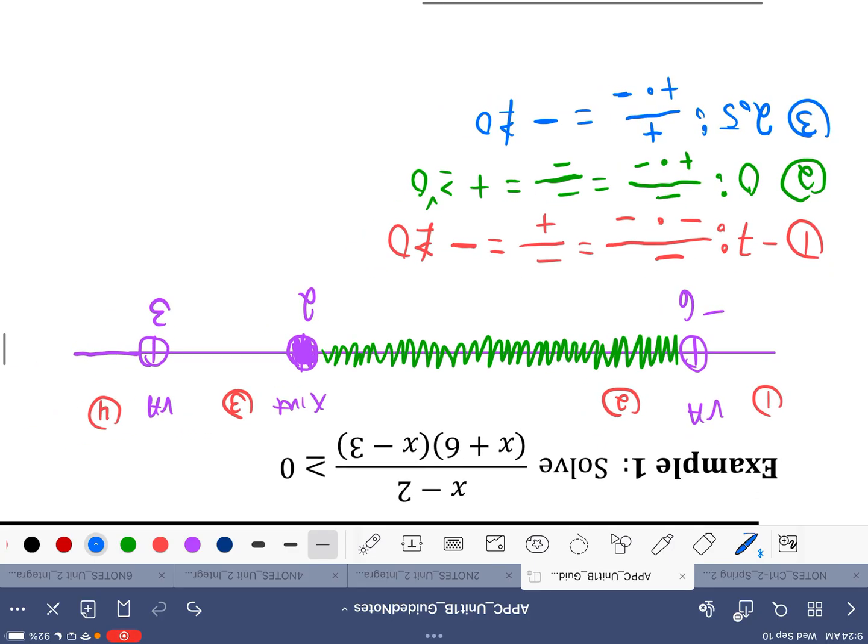And bigger than 3 would be 6. Okay. And we get 6 minus 2 is positive. Positive. Positive. Is that shading? Yes, all positives.